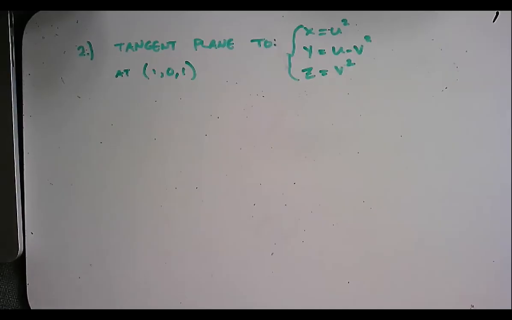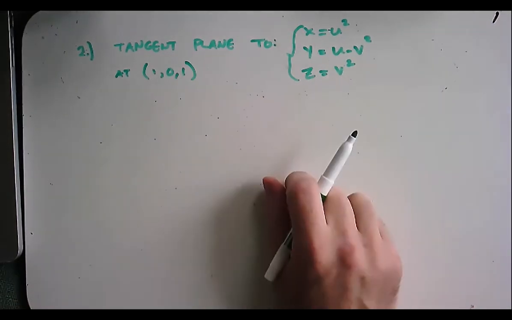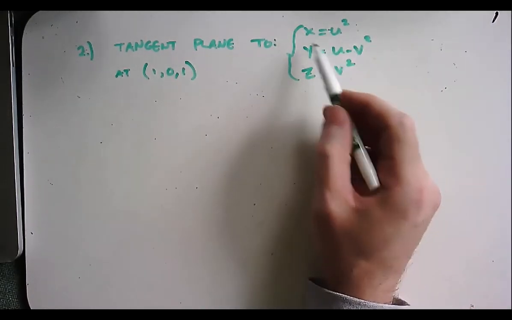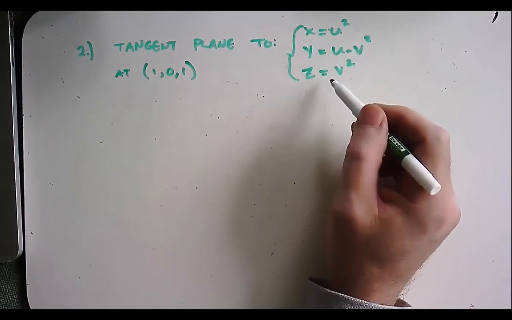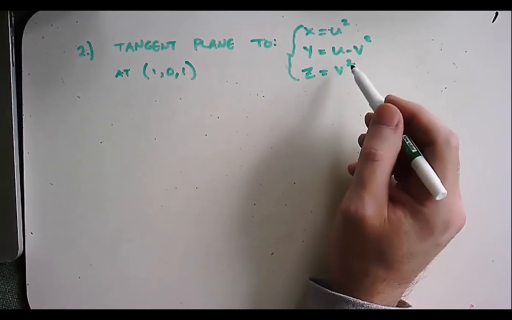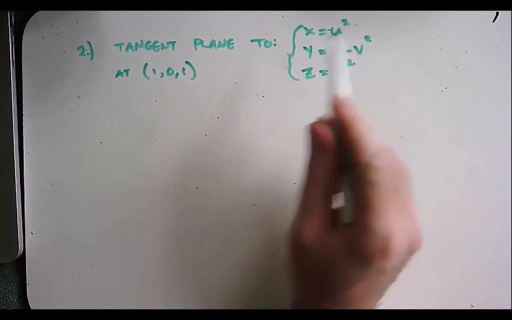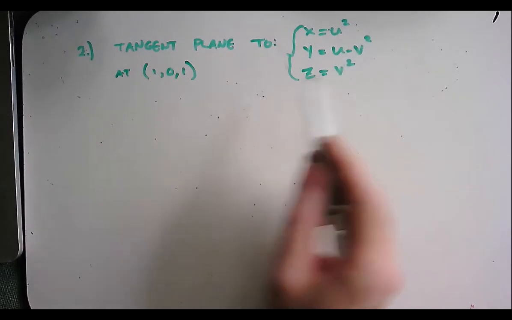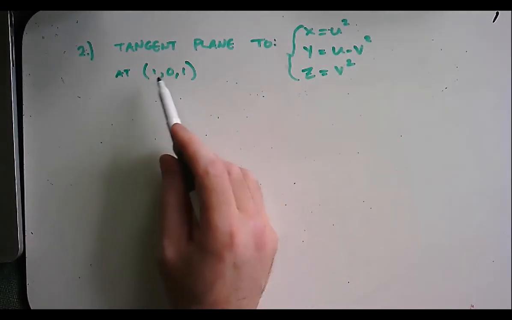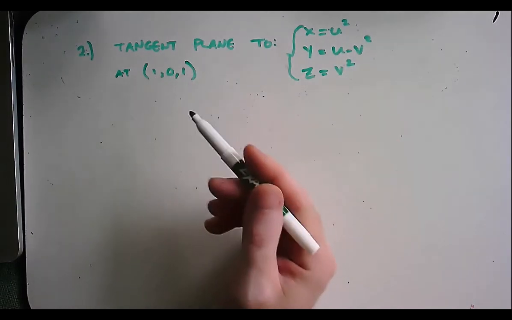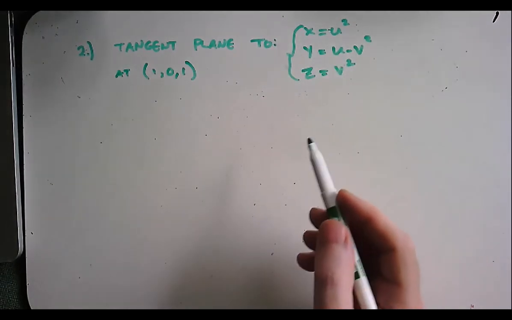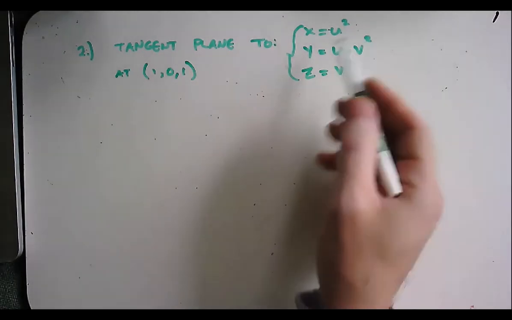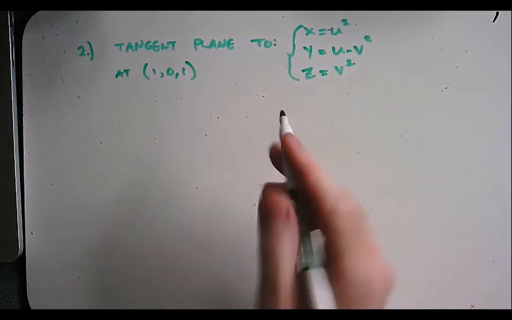Okay, so here's the real problem 2. Problem 2 gives us some sort of surface where x is represented by u squared, y is represented by u minus v squared, and z is represented by v squared. And what we want is the equation of the tangent plane to that surface at the ordered triple (1, 0, 1). So we've been provided these parametric equations, but you can also picture a problem in which we did just what we did in problem 1. We created parametric equations and then did something like this.